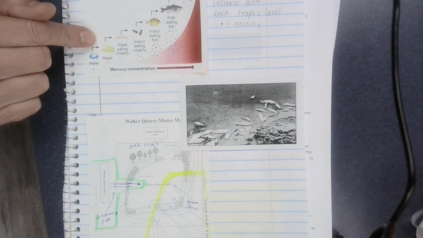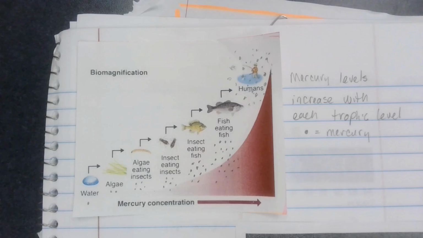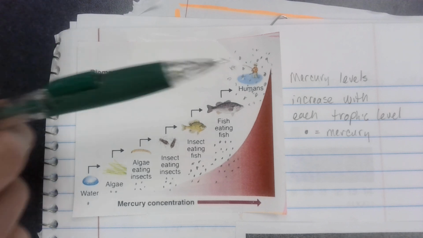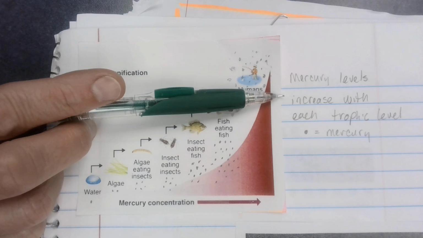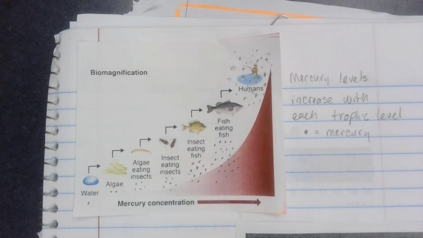All right, so the next page covers three vocab terms, actually four terms: biomagnification, thermal pollution, point source pollution, and non-point source pollution. So we'll start with biomagnification. I have added dots to this diagram to indicate biomagnification. This is talking about mercury levels and how they increase with each trophic level.